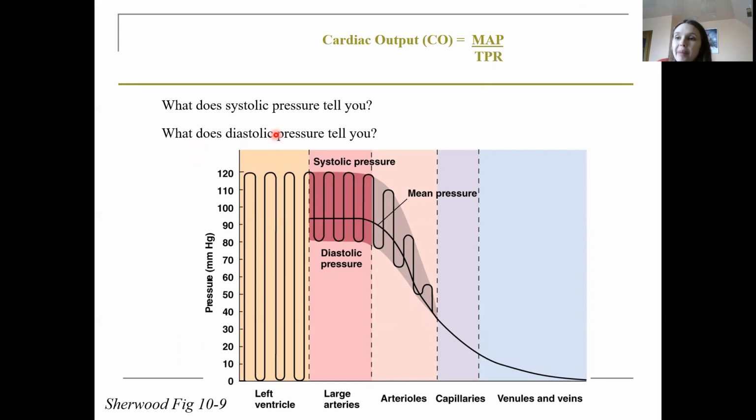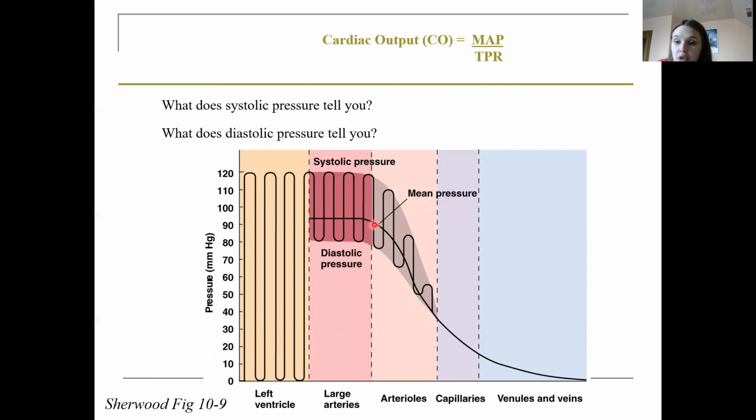Systolic pressure mainly tells us information about the pressure in the large arteries, like the aorta, which happens during the systole of the heart, during the heartbeats. And what does diastolic pressure tell us? It tells us information about the pressure in the big, large arteries during the diastole, meaning between heartbeats, during the period when the heart is at rest.